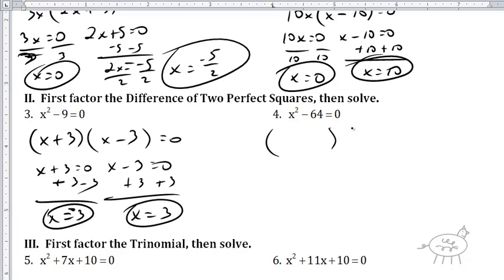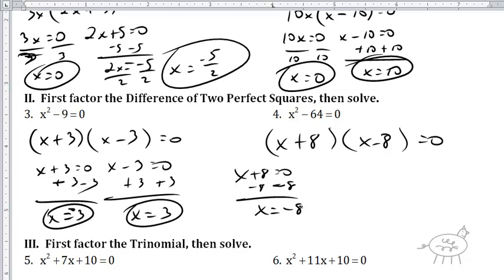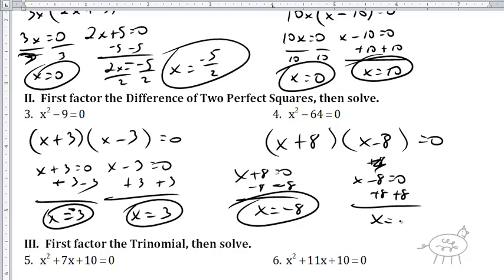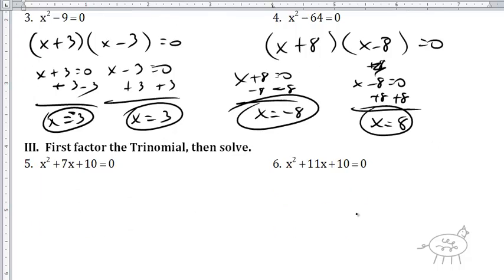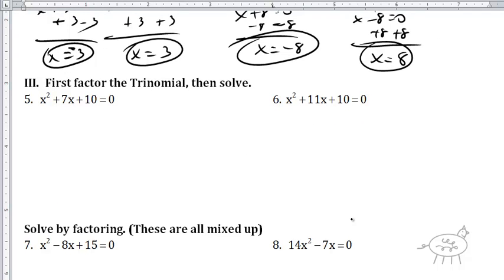This one, again, is easy. x plus 8, x minus 8. So x plus 8 equals 0, x equals negative 8. And x minus 8 equals 0, and then add 8, x equals 8. Pretty easy.